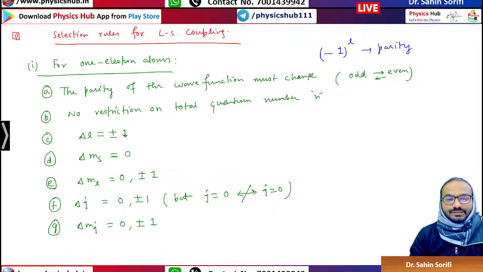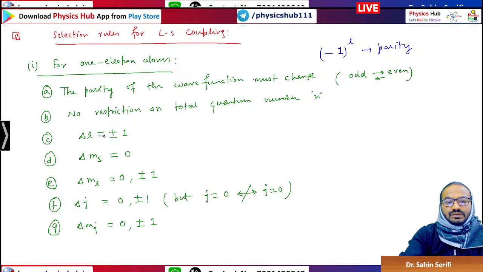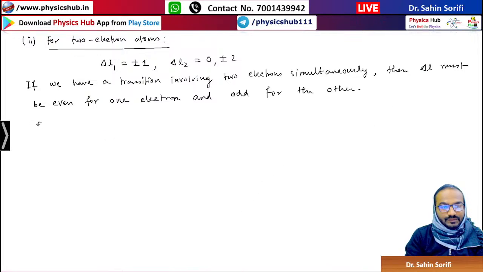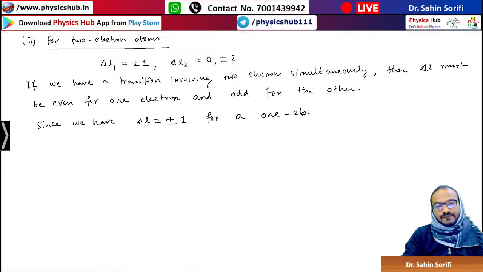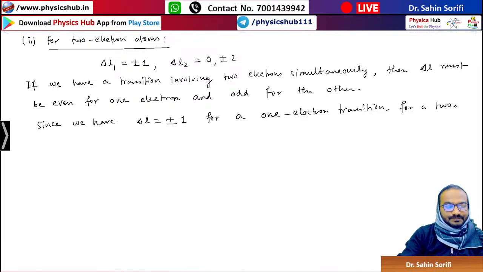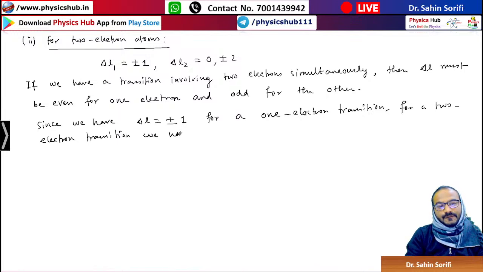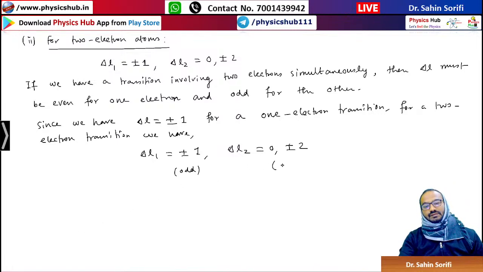Now you see, for one electron transition we have delta L equals plus minus 1. So for two electron transition, what will be the case? Since we have delta L equals plus minus 1 for one electron transition, and the rule says delta L must be even for one electron, odd for the other. So delta L equals plus minus 1, this is odd for one electron. So for the other electron, what will be the condition? For a two electron transition, we have the one electron condition, delta L1 equals plus minus 1, and for the next one it will be even. So odd, and these are even.